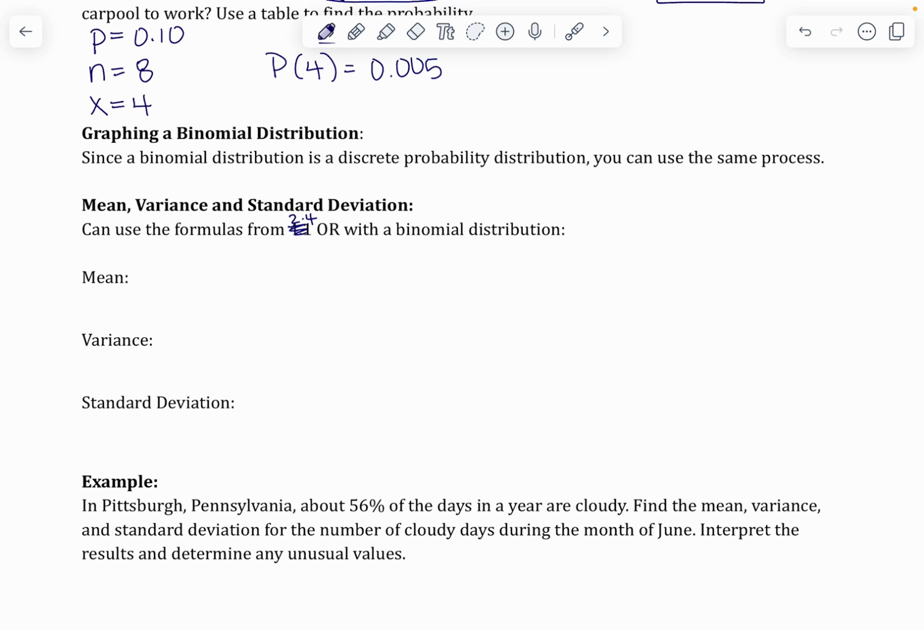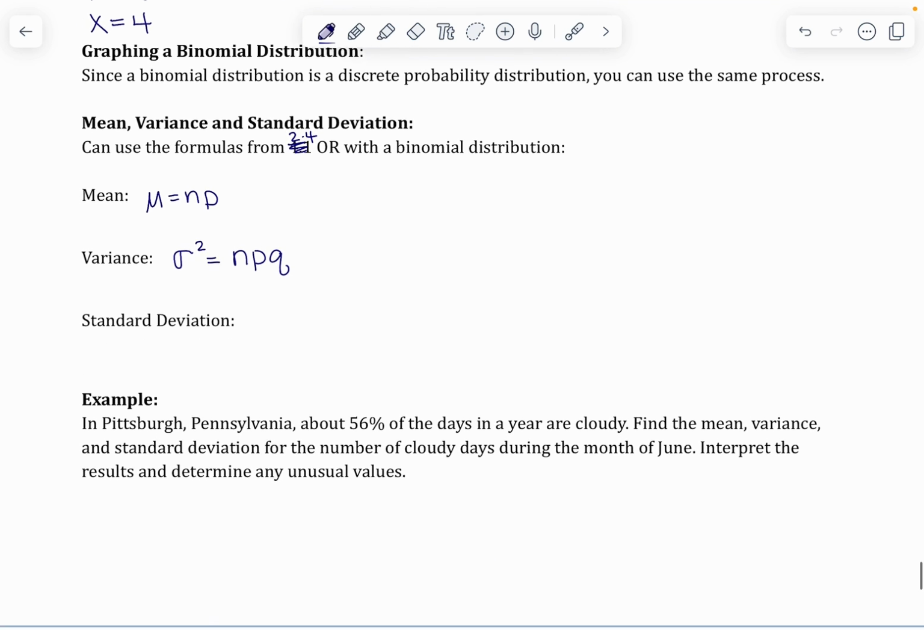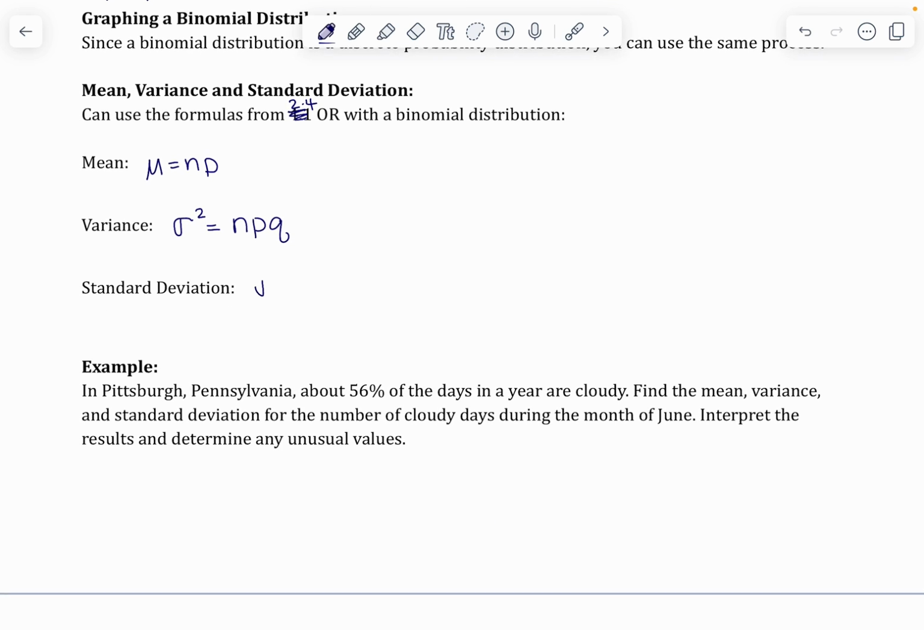Our mean, we can use the formula mu equals n times p. Our variance, remember, sigma squared, is going to equal n times p times q. And our standard deviation is our variance with a square root. So the square root of npq. And remember, when we do this, we want to look at the unrounded.